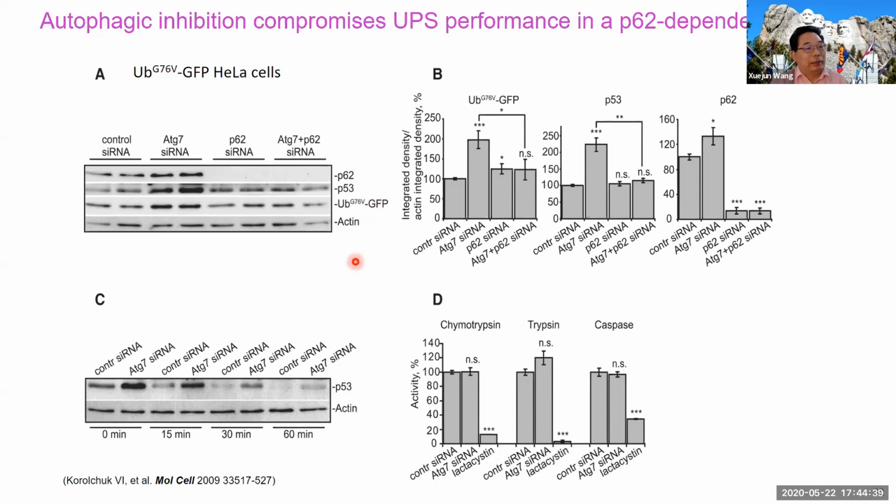And they showed that proteasome peptidase activity was not affected by the inhibition, in this case ATG7 knockdown. But if you knock out or knock down P62, that accumulation of UPS substrates, or proteasome substrates, no longer occurs. So they went on, did a lot of additional experiments, and demonstrated very nicely in HeLa cells that autophagy inhibition can compromise UPS-mediated degradation in a P62-dependent manner.